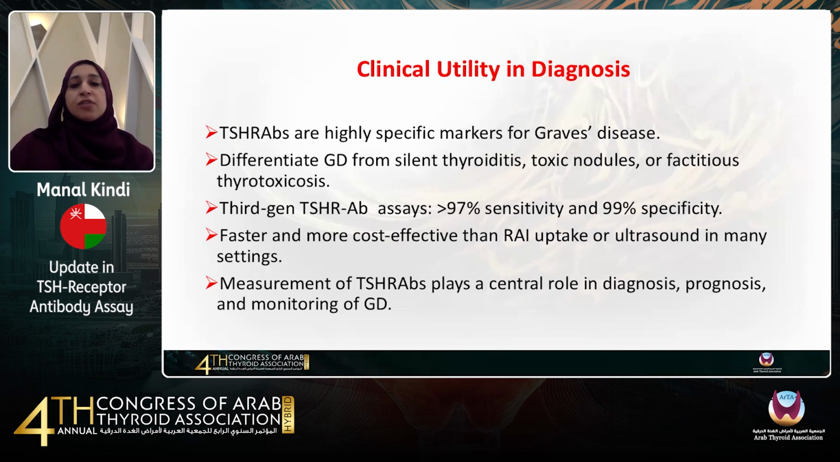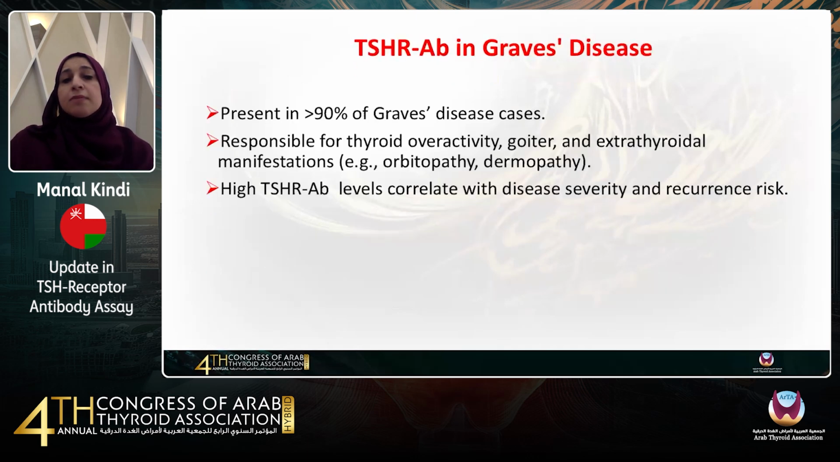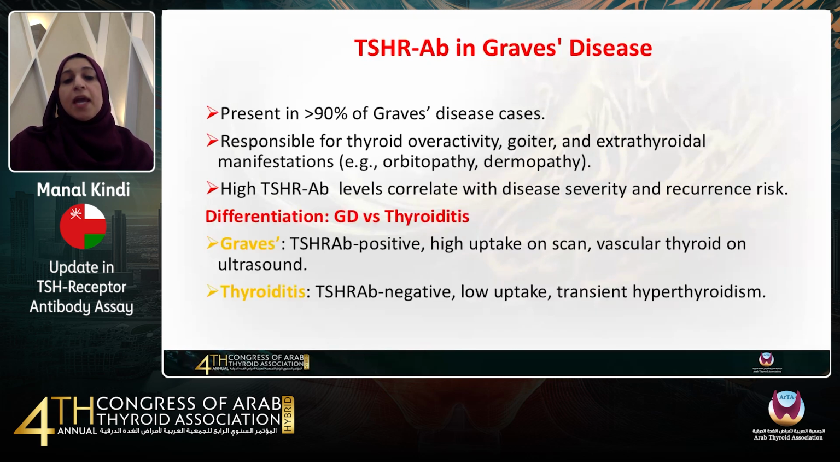So the measurement of TSH receptor antibodies plays a central role in the diagnosis, prognosis, and monitoring of Graves' disease. TSH receptor antibodies are present in more than 90% of Graves' disease cases. They are responsible for the thyroid overactivity, the goiter, and the extrathyroidal manifestations. The level of TSH receptor antibodies correlates with disease severity and recurrence risk. It helps to differentiate Graves' disease from thyroiditis.